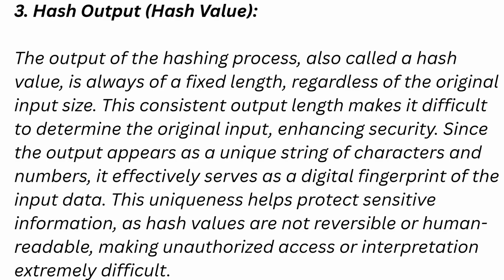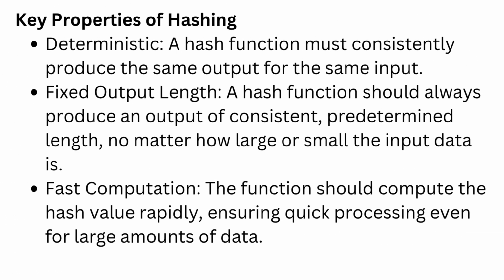3. Hash output, hash value. The output of the hashing process, also called a hash value, is always of a fixed length, regardless of the original input size. This consistent output length makes it difficult to determine the original input, enhancing security. Since the output appears as a unique string of characters and numbers, it effectively serves as a digital fingerprint of the input data. This uniqueness helps protect sensitive information, as hash values are not reversible or human-readable, making unauthorized access or interpretation extremely difficult.